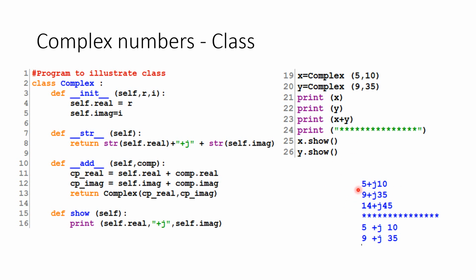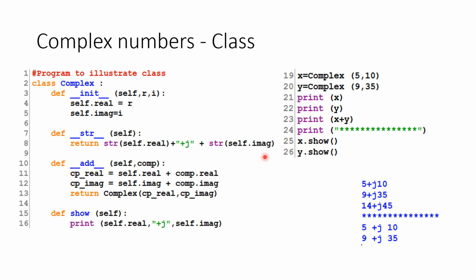So for line number 21, the output value will be 5 plus j 10, which is in the form of a string. Please understand that. Similarly, for line number 22, the output value is 9 plus j 35. Once again, this is in the form of a string. Line number 23, the addition operation is done on x and y, and the sum value is going to be printed with the help of the string function, again in the form of a string only. That is 14 plus j 45.